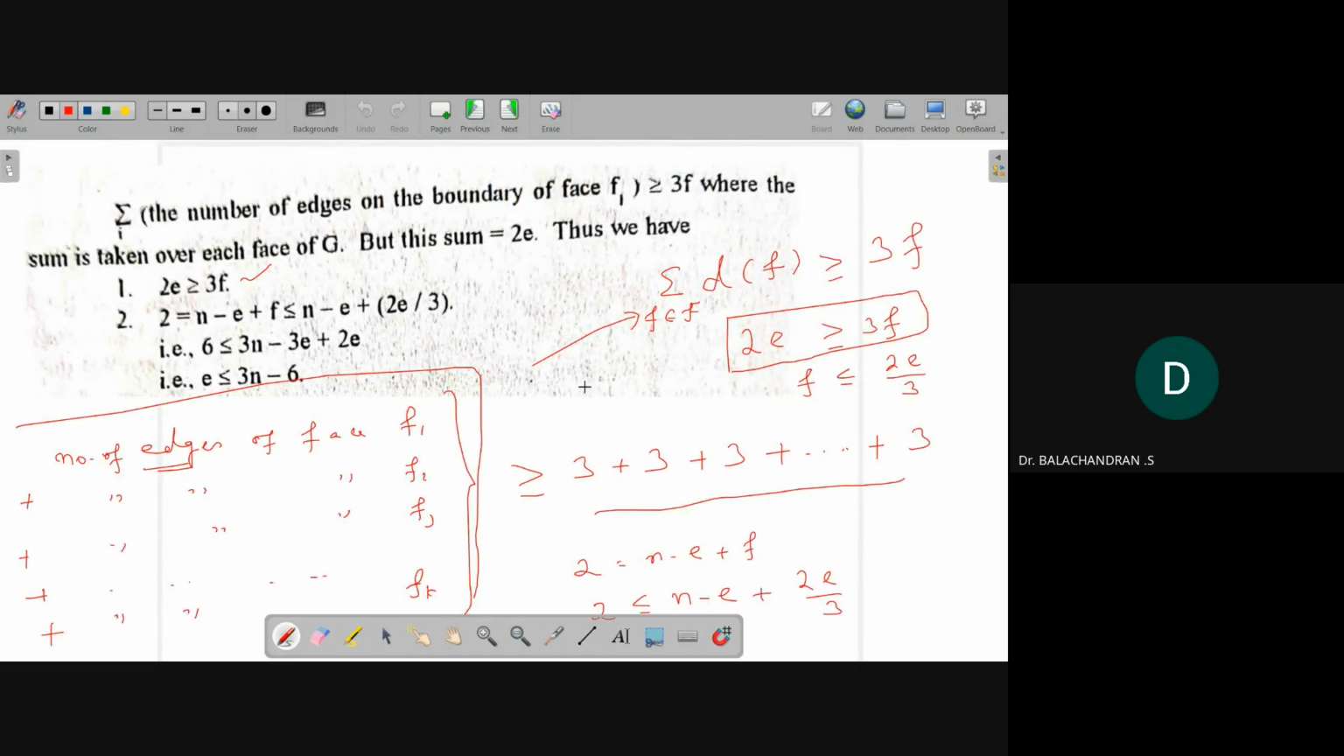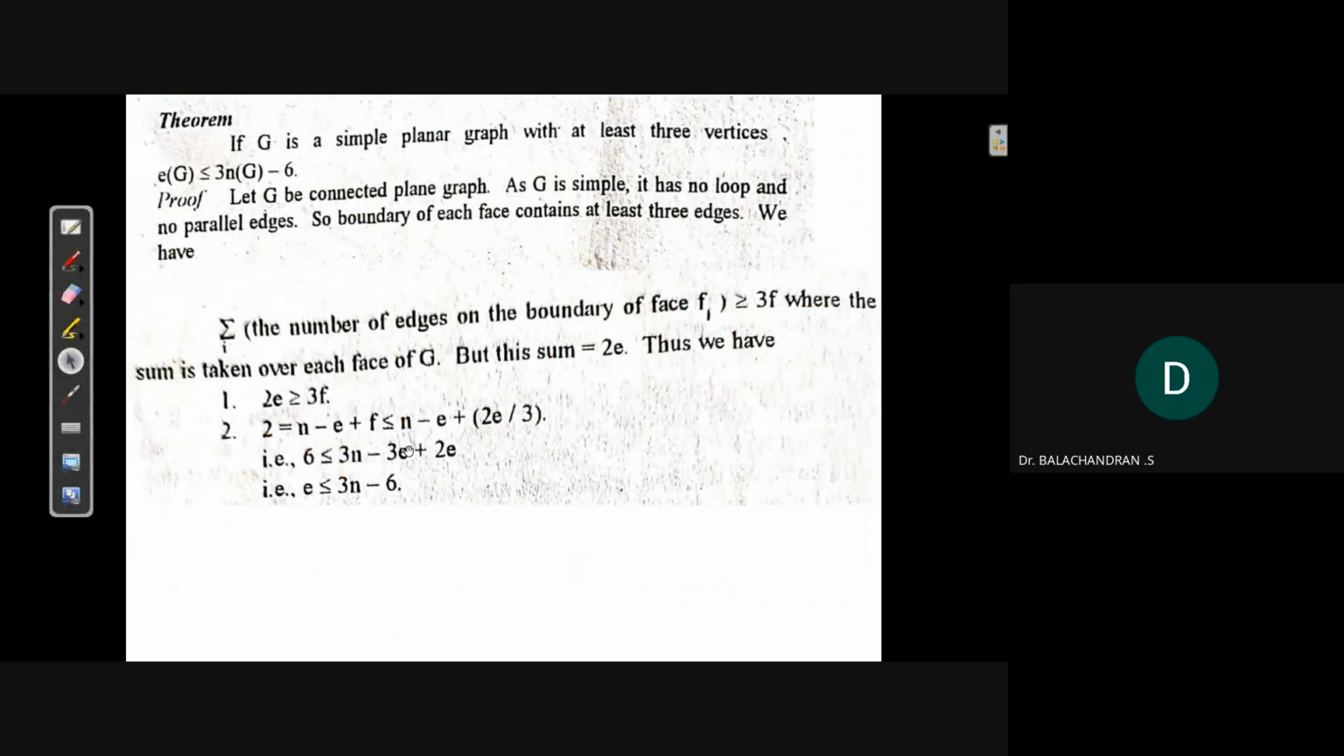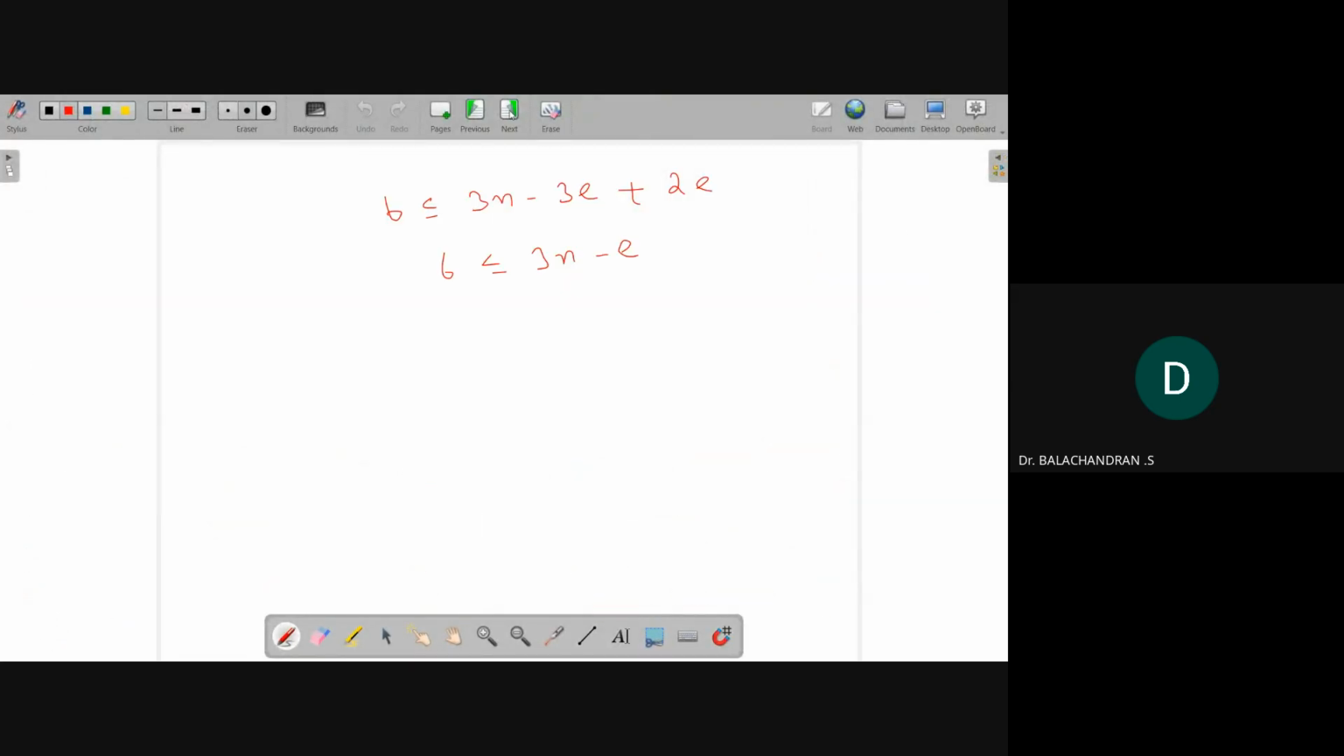Yes, so we proved it here. Okay, I want to confirm what we need to prove: e less than or equal to 3n minus 6. So you can write e on this side: e less than or equal to 3n minus 6. So this is the proof.